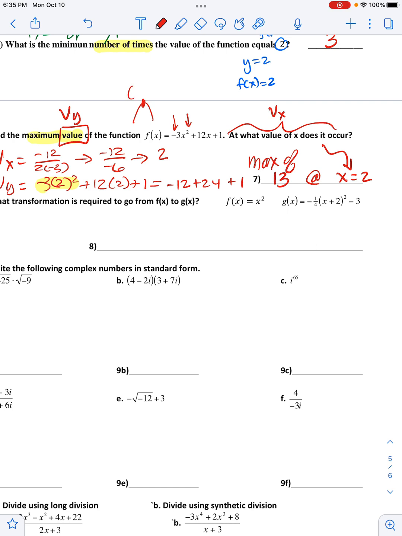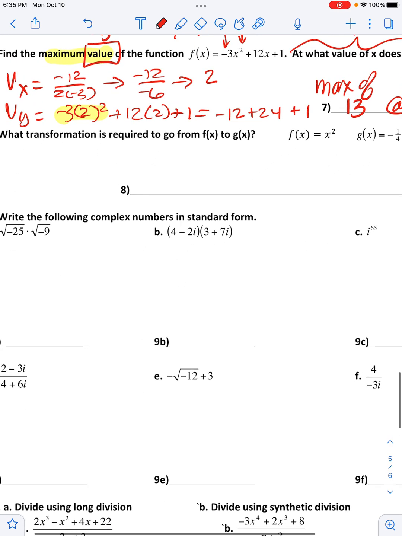Because this point is located at (2, 13). So you're saying I have a maximum value of 13. It's located at x equals 2. Okay, what transformation, meaning what change takes place between these?